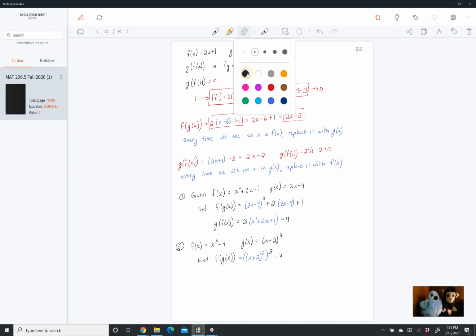Now we can do it the other way around. We're going to do g of f of x. So this time, we're going to go through the g, and every time that we see an x, we're going to replace it with x cubed minus 4. So we have our parentheses, and then we see an x. So x becomes x cubed minus 4. Then we have a plus 2. And that whole thing is squared.